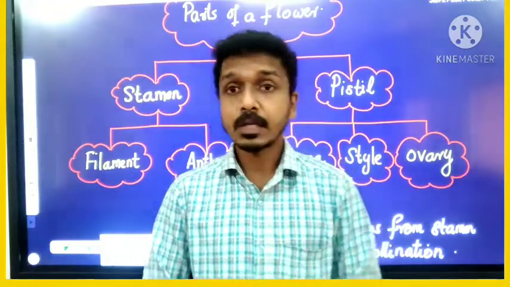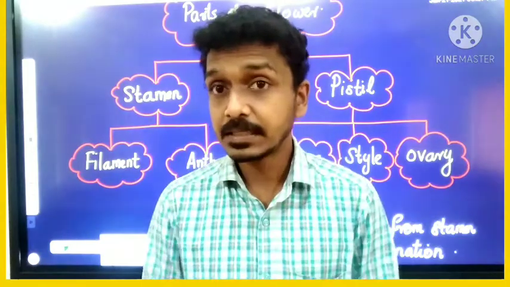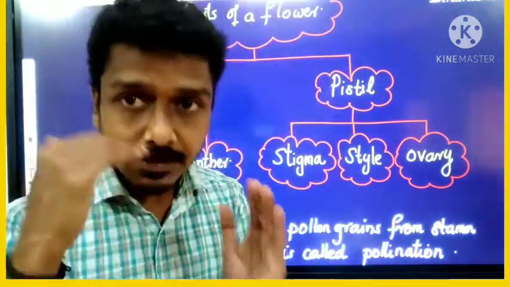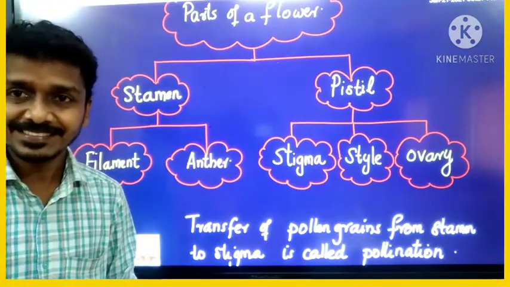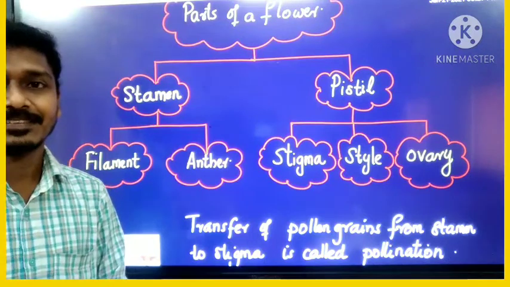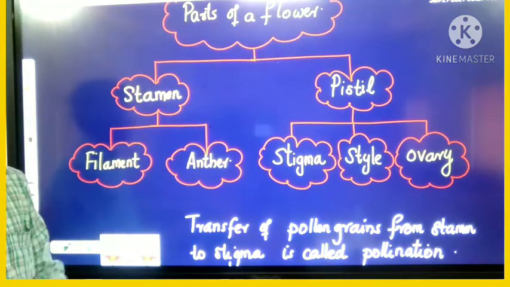In the last class we did one activity too, to observe the different parts of the male reproductive and female reproductive parts, right? There you found the parts of stamen and pistil. Then you can learn those parts from this flow chart. Understand? Yes, very good. Now you know that stamen is the male reproductive part.